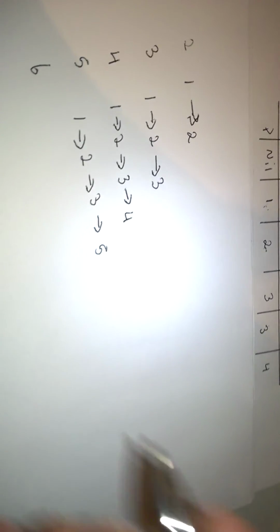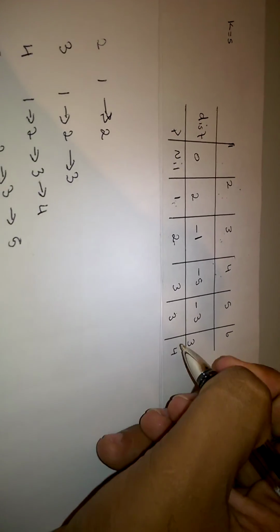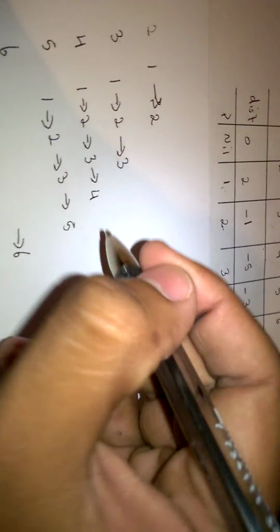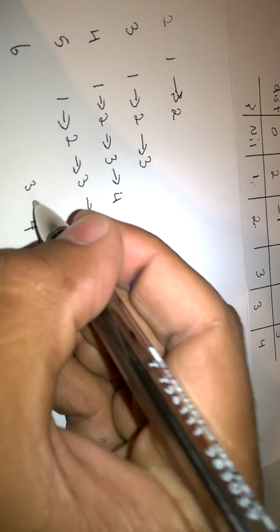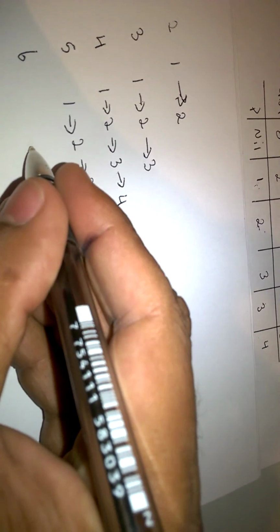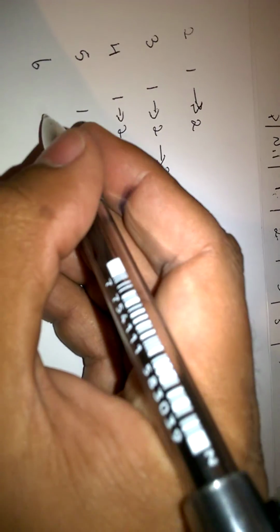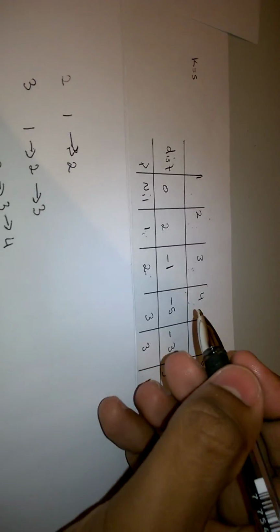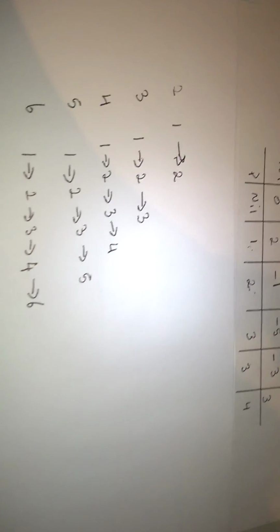Same thing for 6, put 6 down. Look at the parent for 6, which is 4, go to 4. Look at the parent for 4, which is 3. Look at the parent for 3, which is 2. Look at the parent for 2, which is 1. And look at the parent for 1, which is nil. So this is your final answer, right? And that's it for Bellman 4.